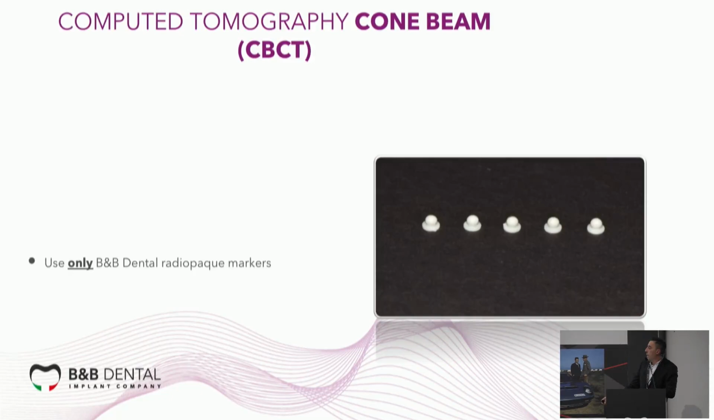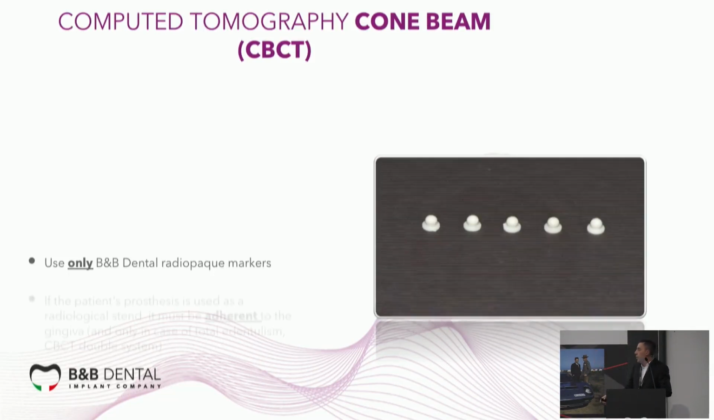Use only B&B Dental RadioPack markers, because the software reads the proper shape of our markers, and the matching will surely be better. Don't use other radiopaque markers like gutta-percha or other things. You have to use just our RadioPack markers. It's very important, because the shape of the RadioPack markers is read by our software, and it reads just this kind of shape.